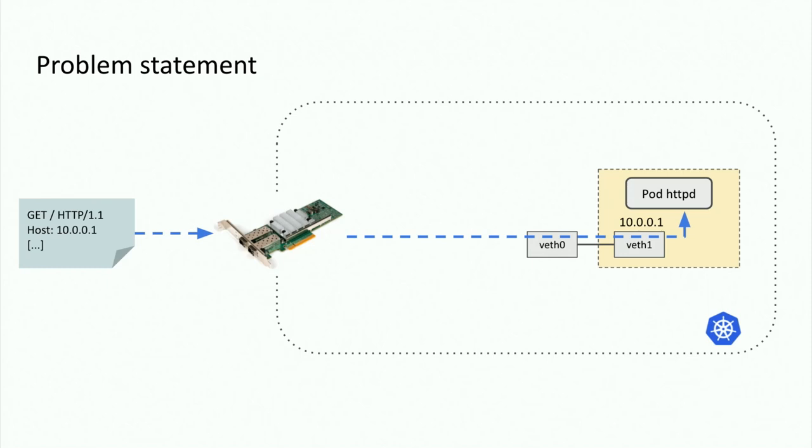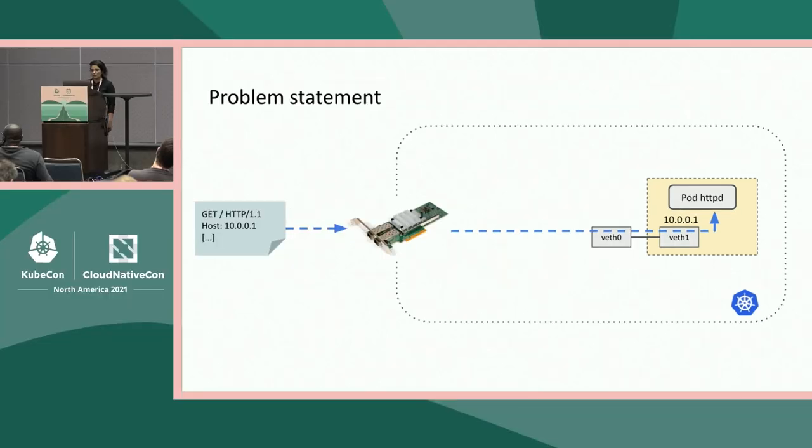So let's take a common Kubernetes cluster where a request is coming onto a Kubernetes node and being delivered to a service pod. The request traffic will first get processed at the NIC. It'll then get routed to the Linux kernel networking stack, and then it'll traverse from the host network namespace to the pod network namespace via a veth device pair.